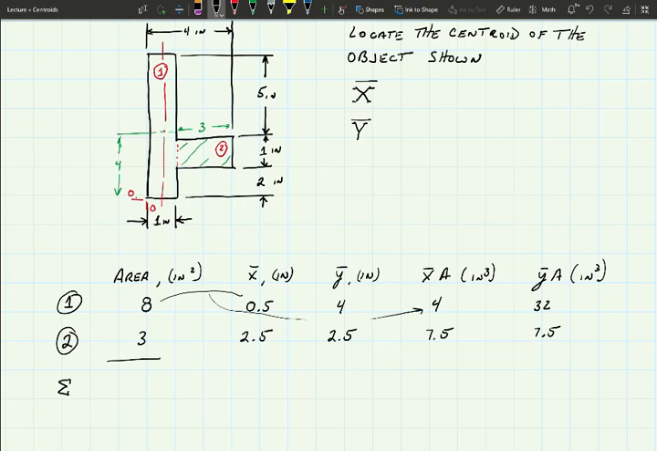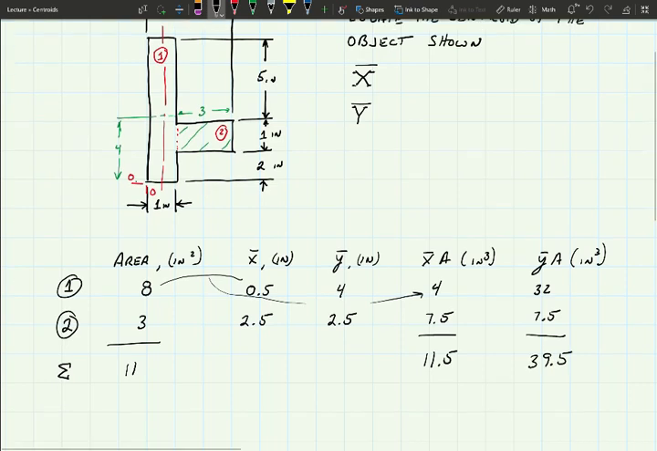Okay. Now, here's where this becomes the summations. We're interested in that one, and that one, and that one. Okay. So 8 plus 3 is 11. That's inches squared. This one is 4 plus 7.5. So this is 11.5 inches cubed. And then 32 and 7.5 makes this one 39.5 inches cubed. Okay.